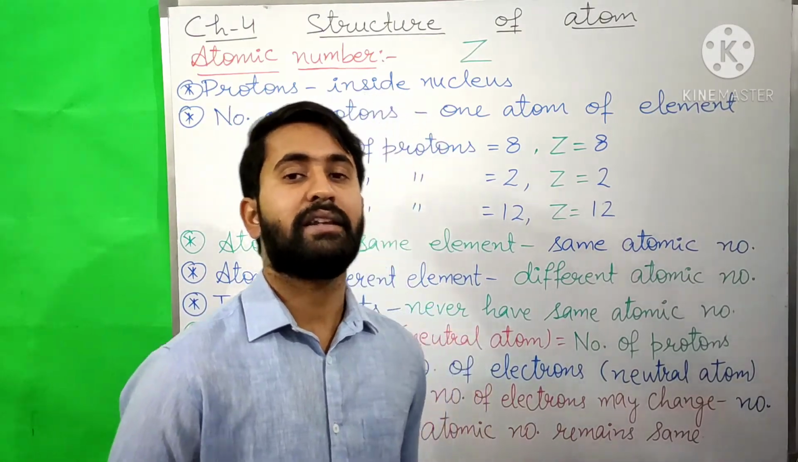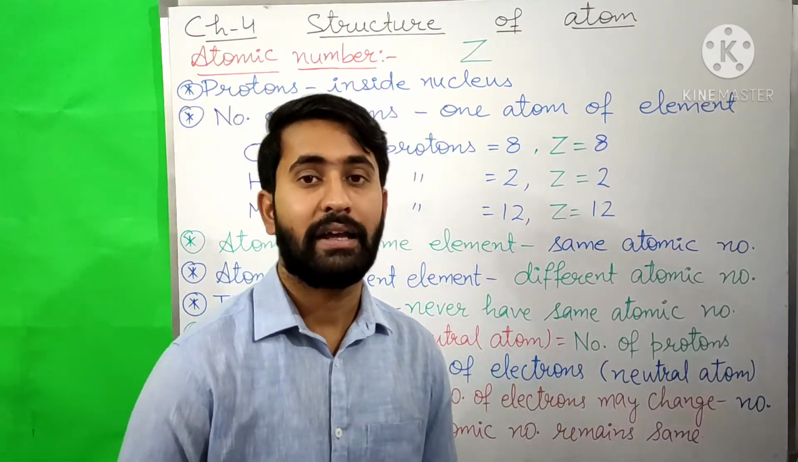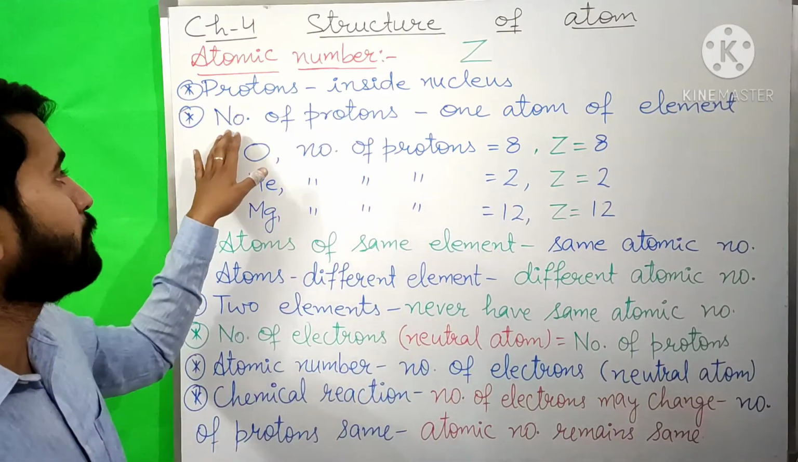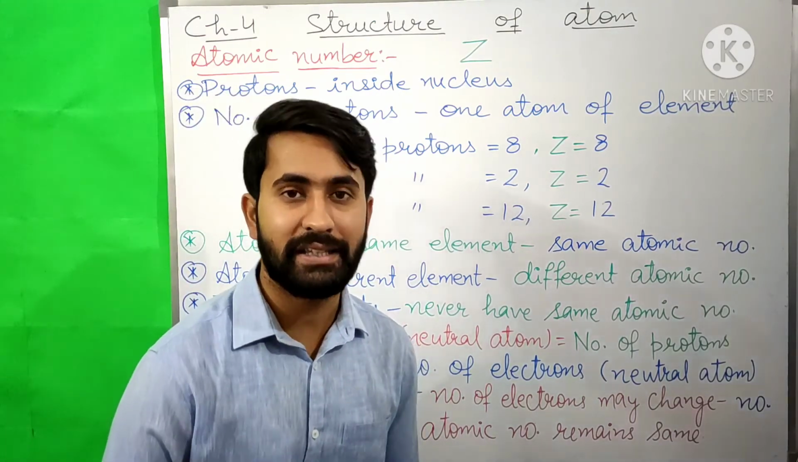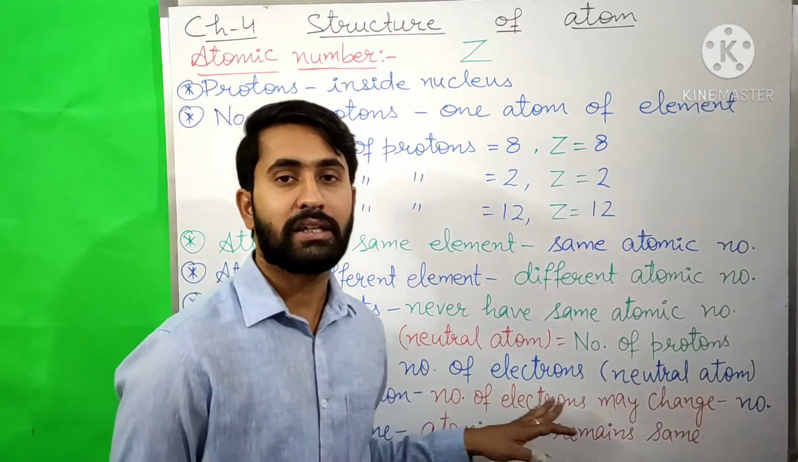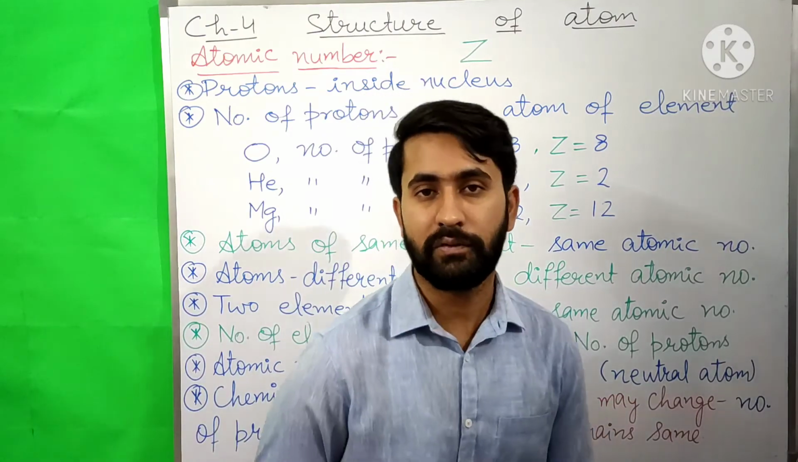So the atomic number of an element tells us two things. First is the number of protons inside that atom and the number of electrons in the neutral atom of that element.